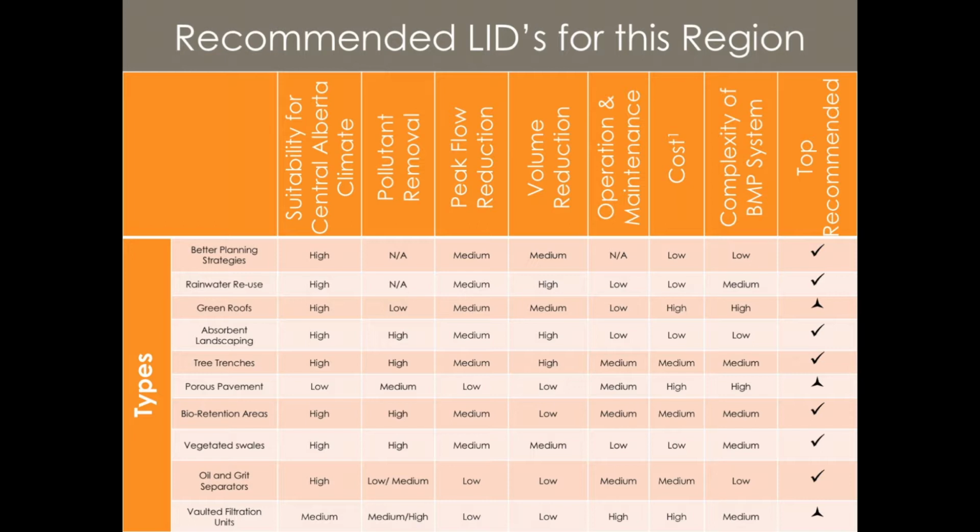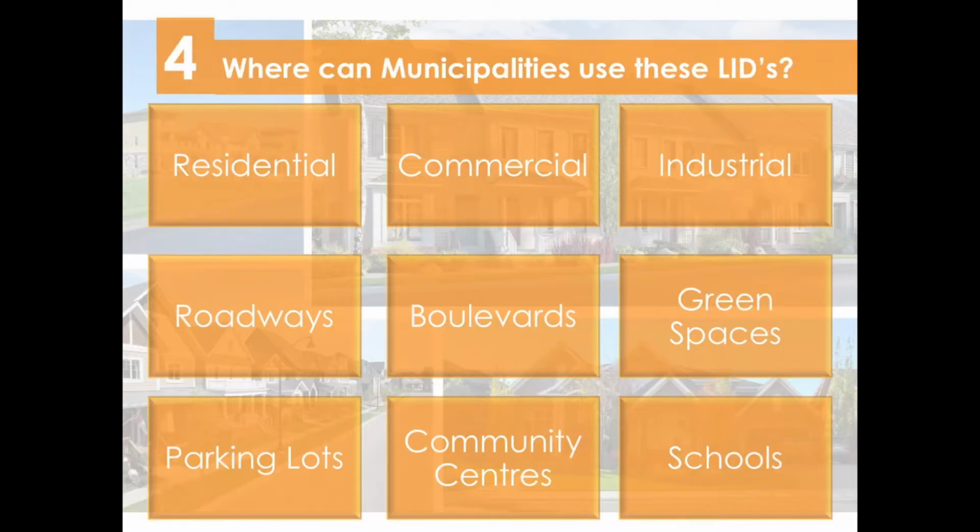But the 7 that I've come up with here are a better planning strategy, rainwater reuse, absorbent landscaping, tree trenches, bioretention areas, vegetated swales, and oil and grit separators. So where can municipalities use these LIDs? They can be pretty much incorporated anywhere.